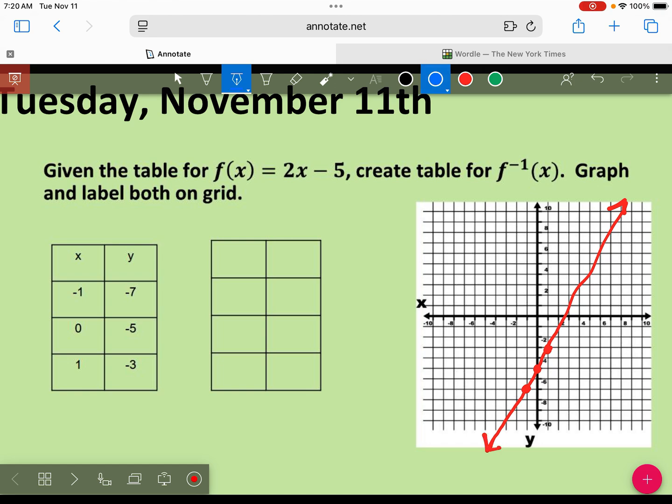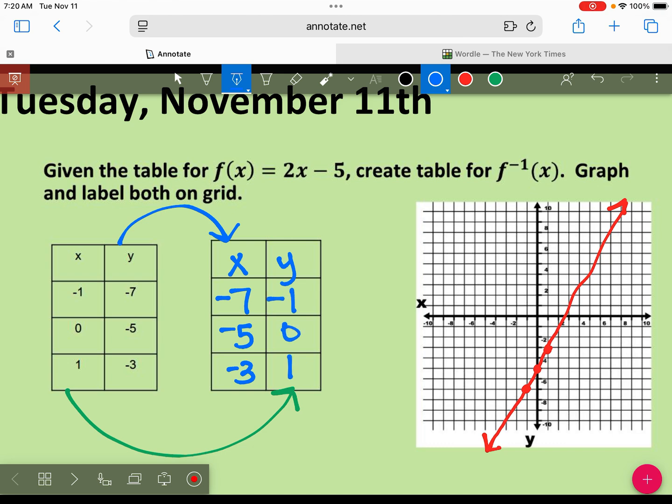All right, and now we're going to flip our table. So all of these numbers will go here. And then all of these numbers will go here. And let's graph it again. So now we have -7, -1, -5, 0, and -3, 1.